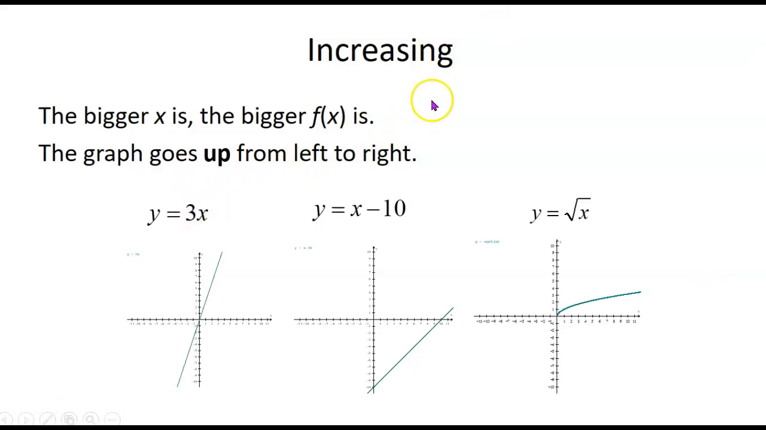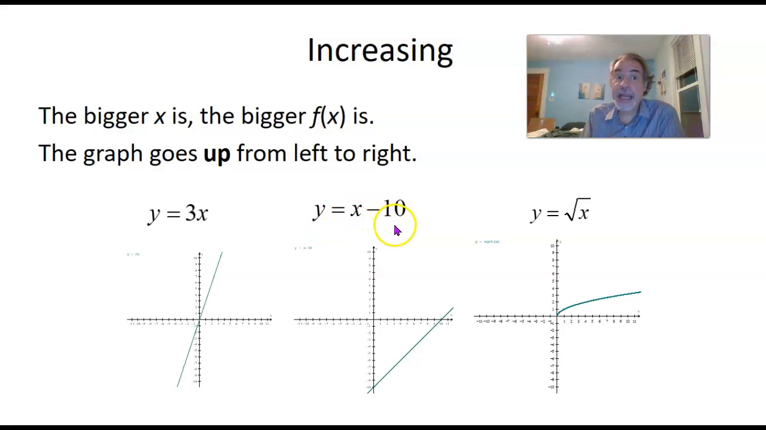So here are some simple examples. The function 3x takes whatever number you give it and gives you 3 times that number. The bigger x is, the bigger 3 times x is. So if x goes from 1 to 2 to 3 to 4, 3x is going to go from 3 to 6 to 9 to 12.